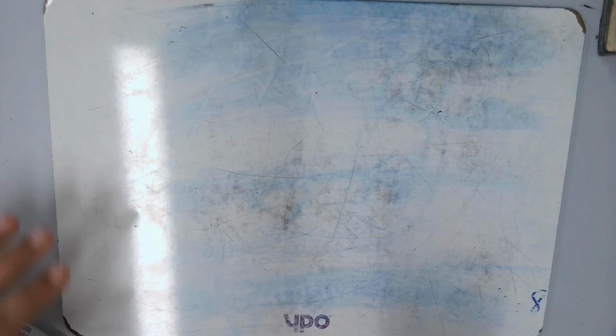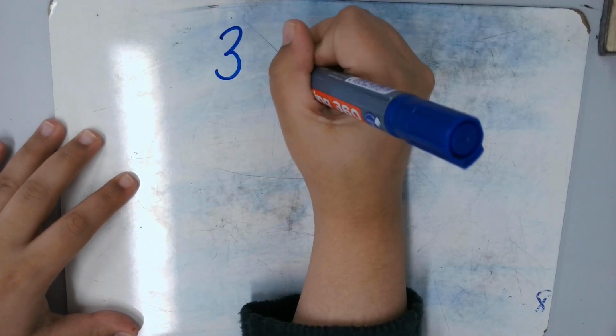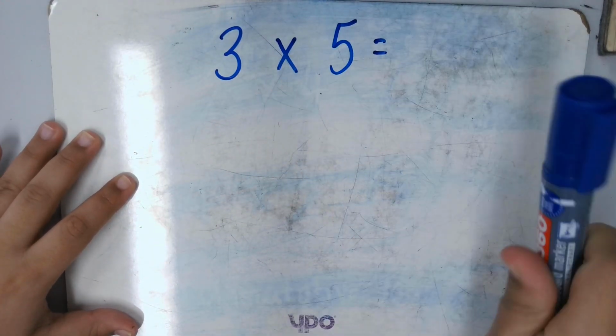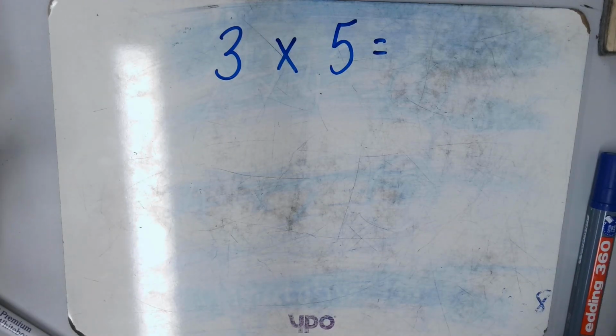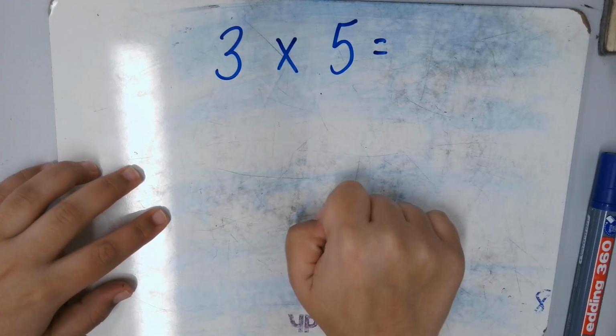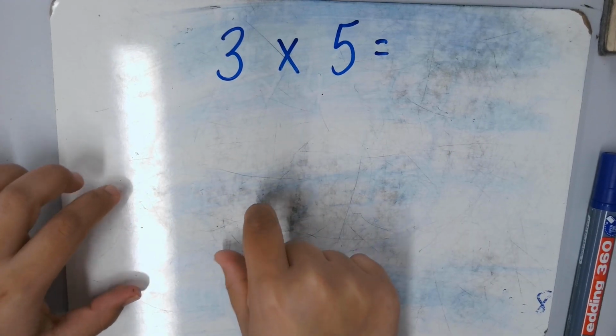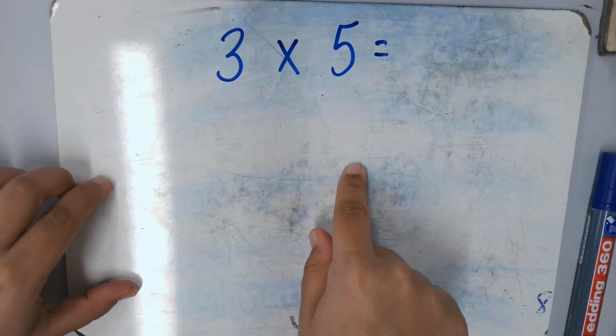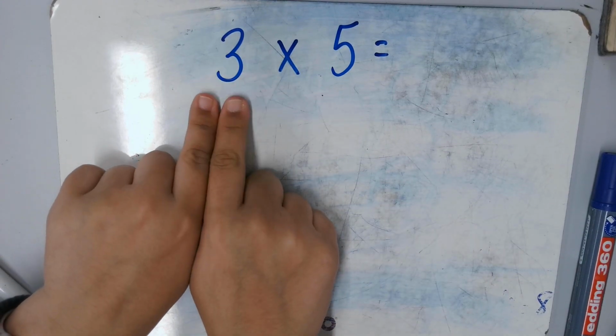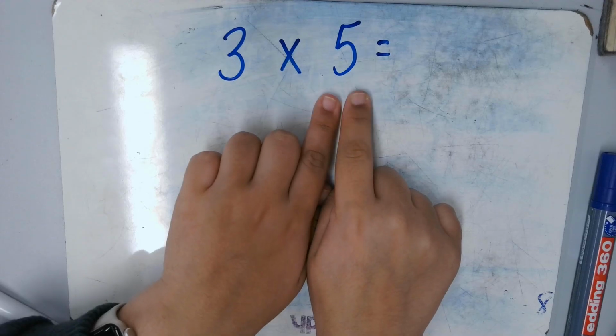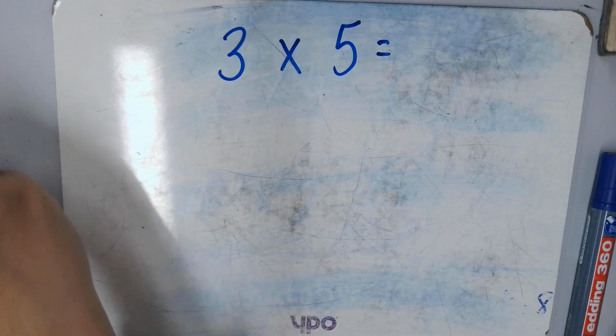What if I was given this equation? There are a few ways I can work this out. I could either roll my 3s or roll my 5s, or if I want to look at this in an array and represent it, I'm actually saying there are 3 groups with 5 in each group. Let's make that. Let's make our 3 groups.